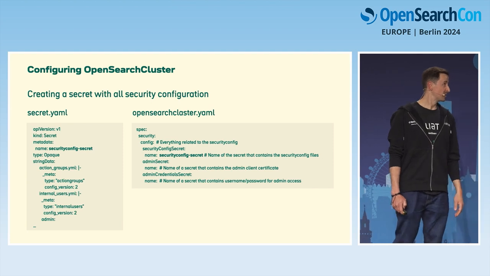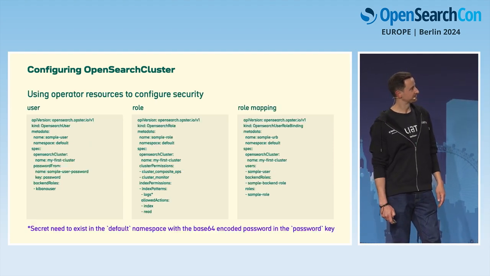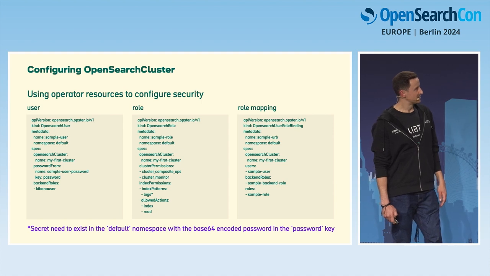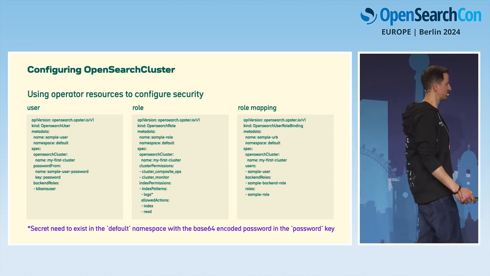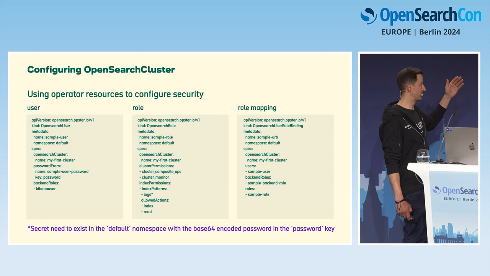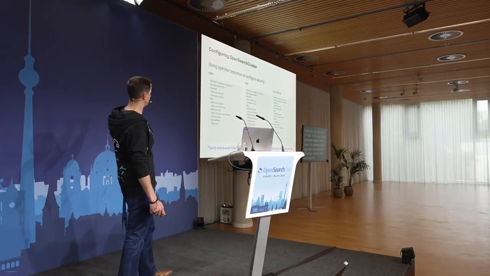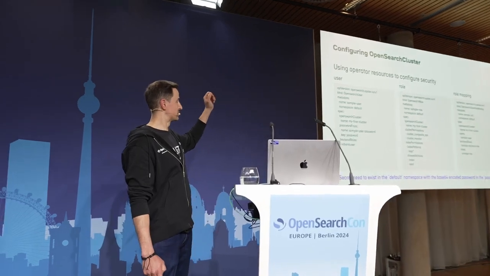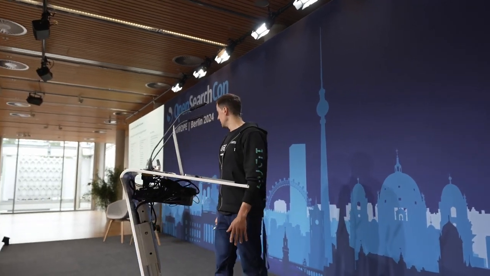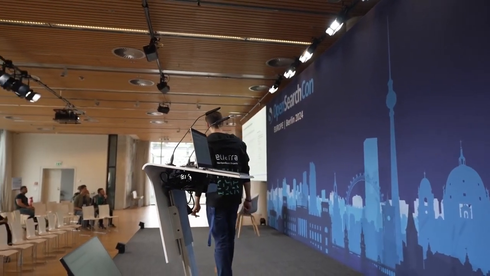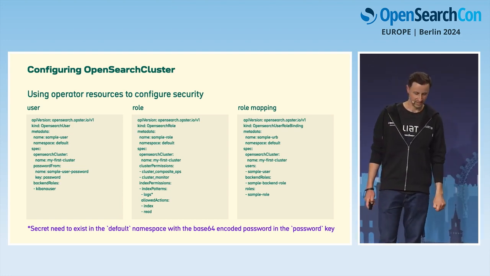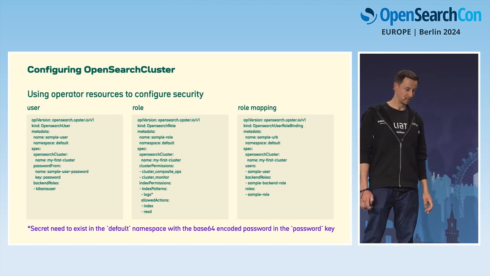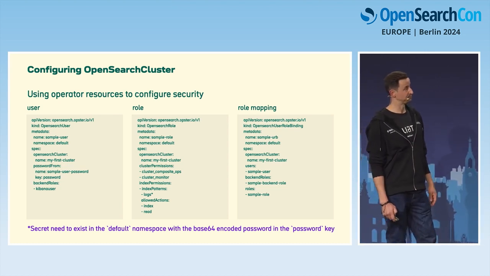The second way is a bit more complex, I think. So there's the CRDs, OpenSearch user, OpenSearch role, OpenSearch user bindings, OpenSearch tenant, and so on, and you configure them separately. So in this case, we are creating a sample user with a password, backend role, which is mapped, and so on. So you can use these resources. It's the new option. Just a little caveat at the bottom there. If you're using this method, the secret needs to exist in the default namespace with a base64 encoded password and password key. There are quite a few issues around that, but once you know that, you should be good to go.